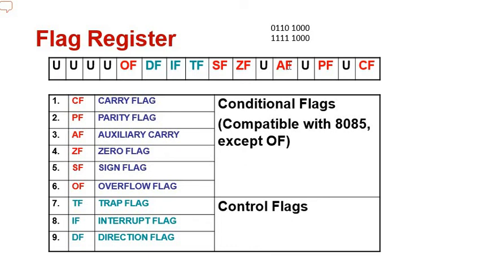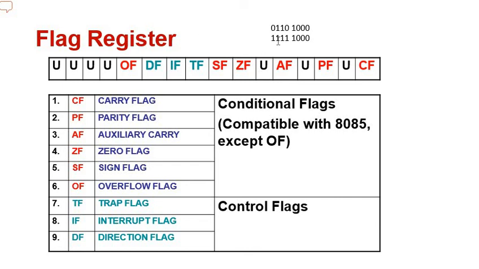The auxiliary carry flag is set if a carry is generated from the lower nibble. I am considering an example here. Taking an 8-bit value, 0 1 1 0 1 0 0 0, and another 8-bit value, I am adding these two values: 0 plus 0 is 0, 0 plus 0 is 0, 0 plus 0 is 0, 1 plus 1 is 10. So the sum is 0, carry is 1. So in the lower nibble I am getting a carry, and this carry will be indicated as the auxiliary carry here.